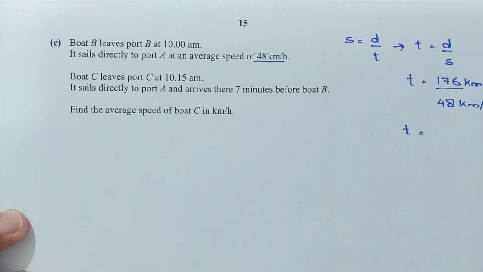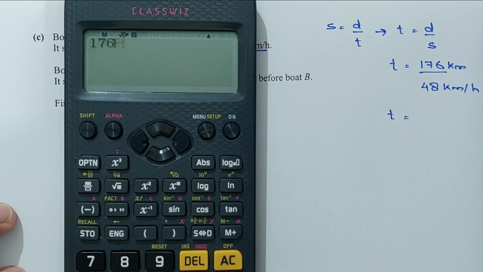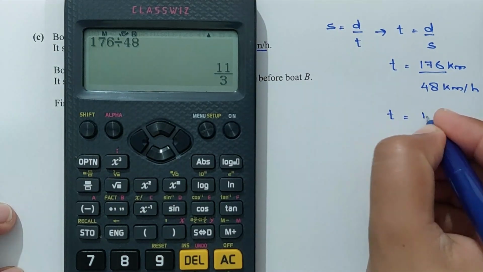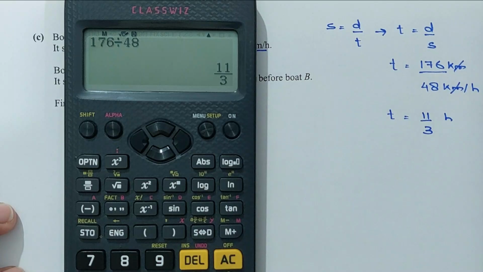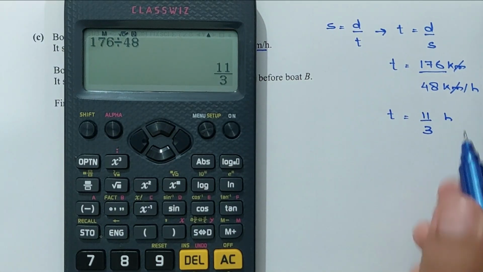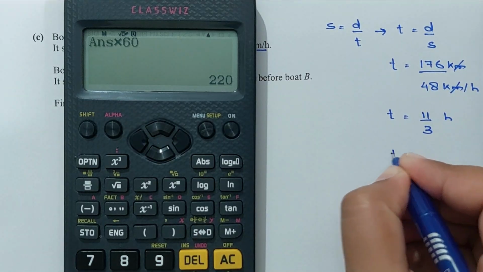So the time is 176 divided by 48, which is 11 over 3 hours. Kilometer cancels with kilometer. Let me find the time in terms of minutes. Converting these hours into minutes, times 60, which is 220 minutes.